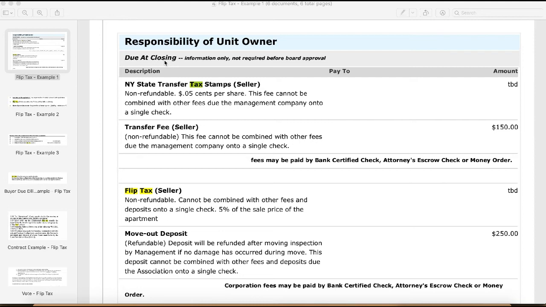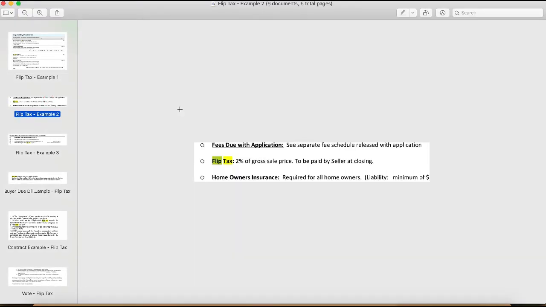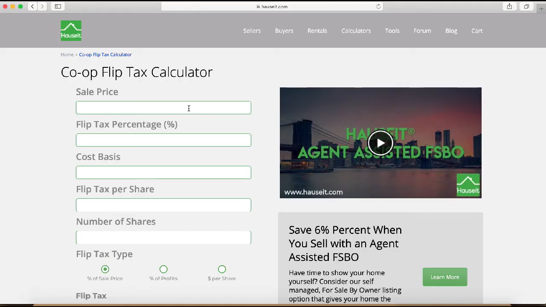So going back to flip tax, as you can see here, there is a flip tax of 5% of the sale price. Here's another example. In this case, the flip tax is 2% of the gross sale price. So if we go back to the calculator, let's take this and try a few examples. Let's assume that the sale price is $1,250,000.